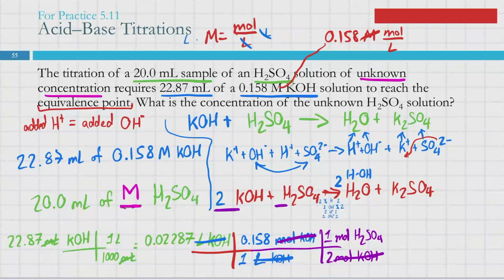I will go ahead and get us a number out here. You can also tag on the last step here, but I think a lot of us would want to stop, or pause, doing calculations at this point. So 0.02287 times 0.158 divided by 2. And we have 0.001867 moles H2SO4.